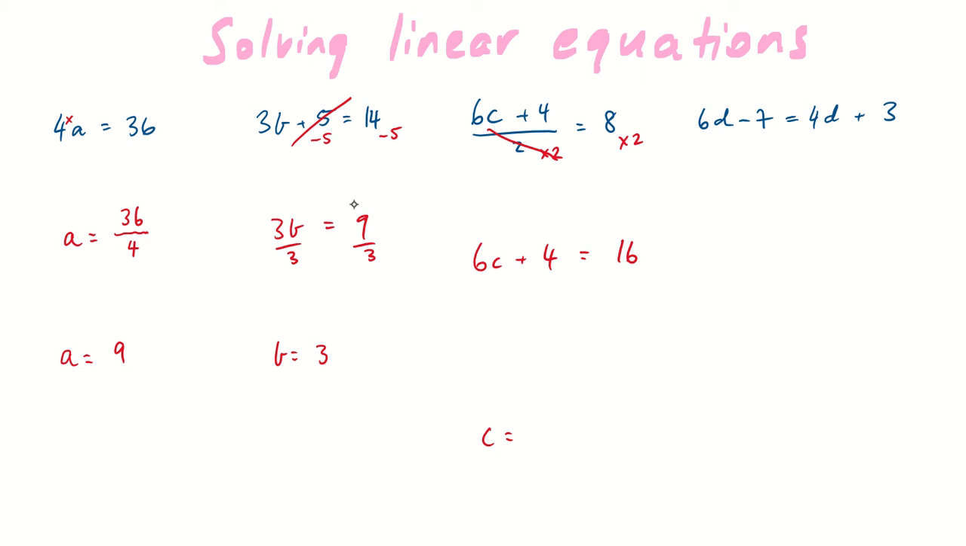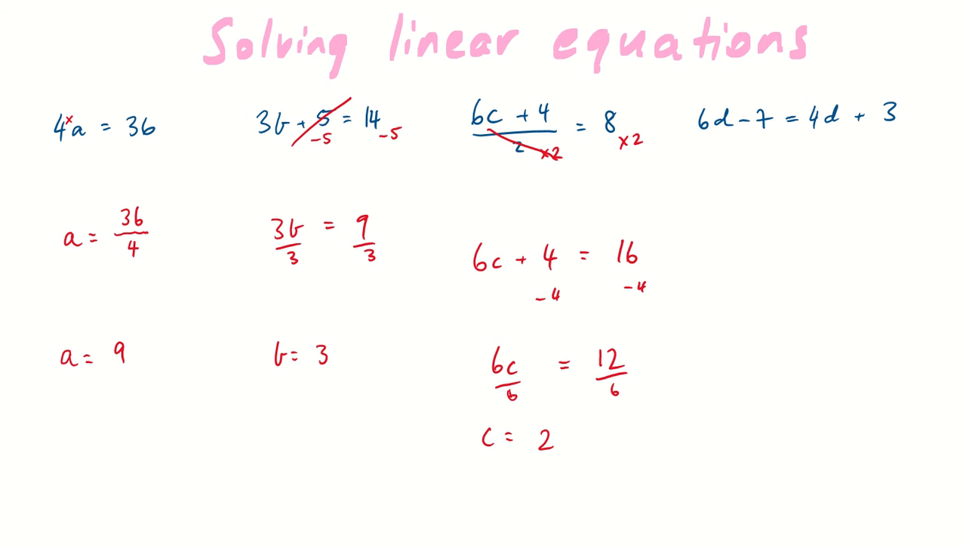Okay, very similar to this previous question that we were answering. So now we're going to subtract 4 on both sides. So now I'm left with 6c equals 12. And then we're back to the first question that we answered, where we divide both sides by 6. So c equals 2.